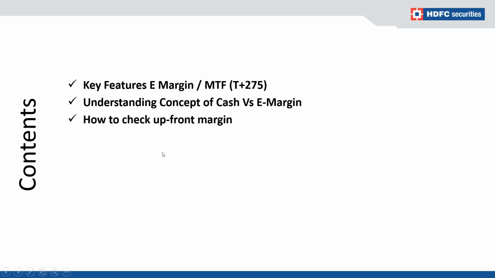Going forward, we'll also talk about the upfront margins, because when we talk about eMargin, there's an upfront margin which customers need to pay, or we say initial margin. So we'll talk about that as well. The consolidated report. Most of our customers will get the report, but they would not be able to understand how this margining system is calculated, how to find the scrip wise profit and loss. So this report will show the entire details about the consolidated statement as well.